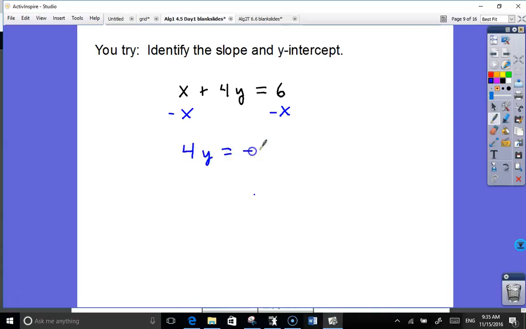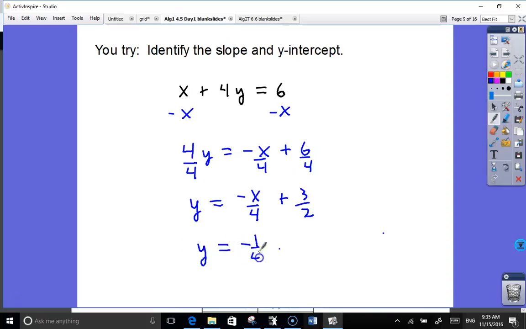4y equals -x plus 6, right? You can't put those together because they're not like terms. Okay, then divide everything by 4. Divide 4, divide 4, divide 4. Okay, so y equals -x over 4 plus 6 over 4, sorry, we should simplify that: 3/2. Or you could write it like this: y equals -1/4 x plus 3/2. They're the same thing, right?